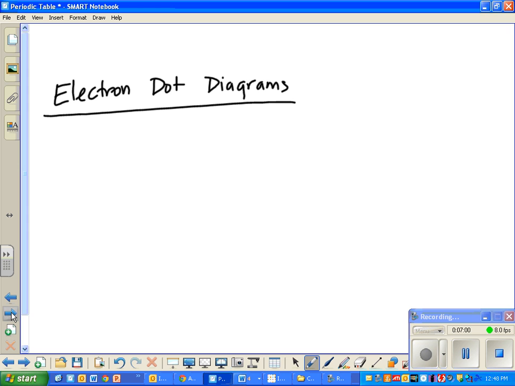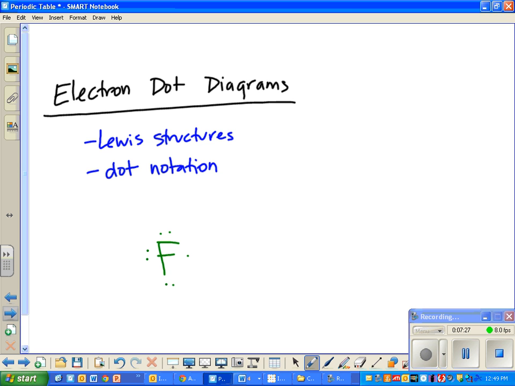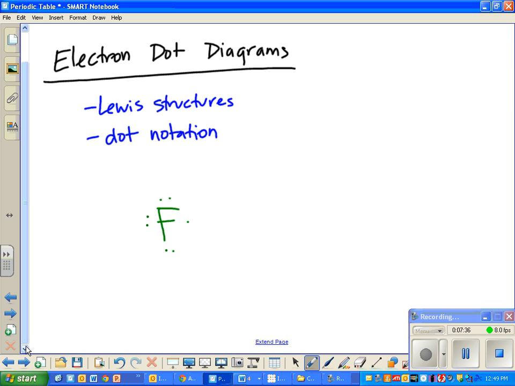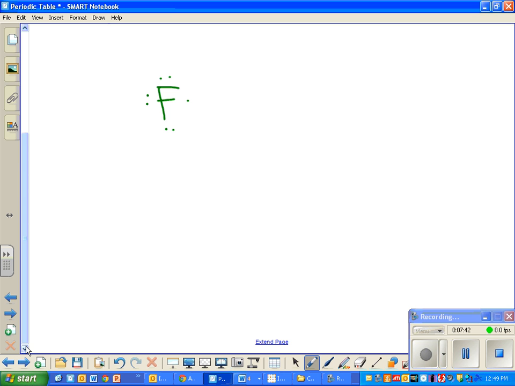The next topic is electron dot diagrams. These are also known as Lewis structures and dot notation. So one of these would look like this. For example, fluorine would have 7 dots around it. You can see dots are in the top and bottom, left and right, and they are grouped in pairs. The dots represent what we call valence electrons, and the symbol represents everything else. So let's write what valence electrons are and then come back and label our example.